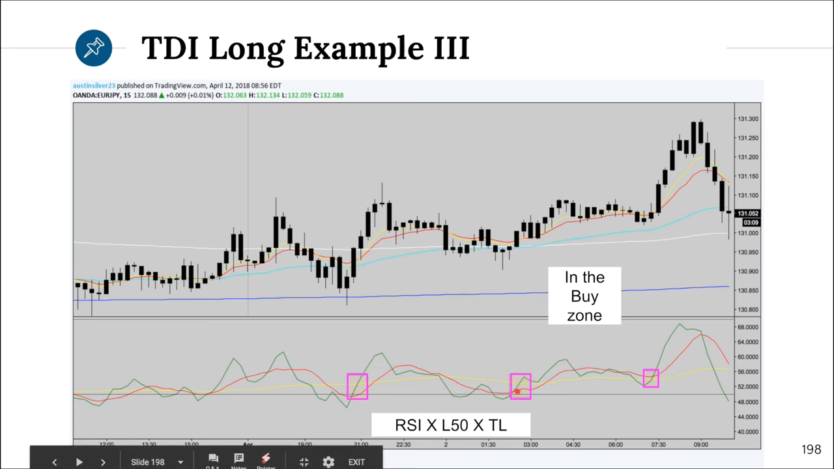Again, here later in the day, liquid 50 stays in the buy zone, RSI never hits overbought, and you get another cross. What happens after that cross? You get about 45 minutes of a consolidation period, and then a move higher. And again, later in the day, another cross. RSI coming through the trend line, coming through the liquid 50 in the buy zone, and then another clean push higher.